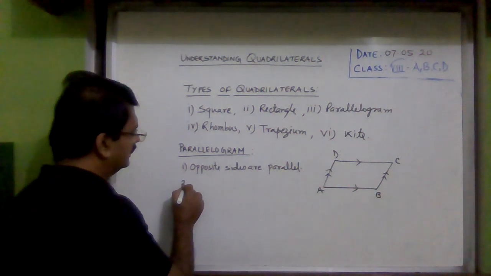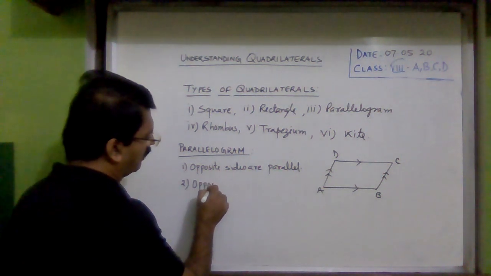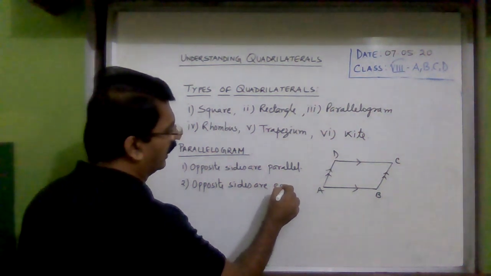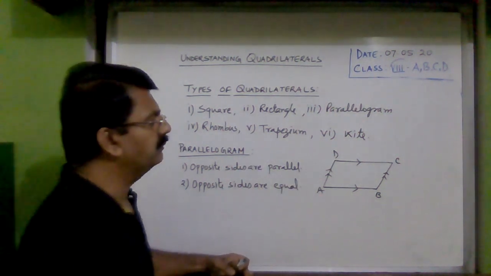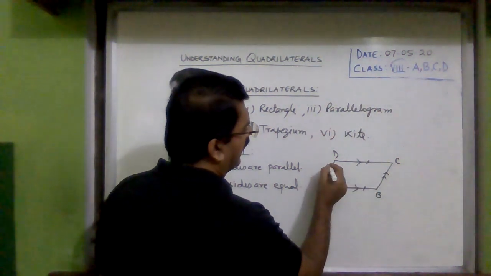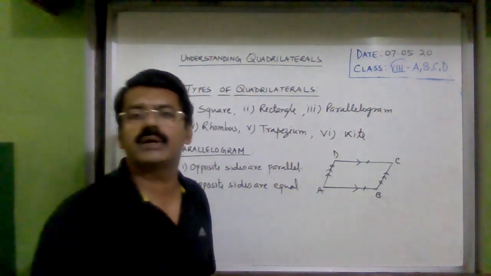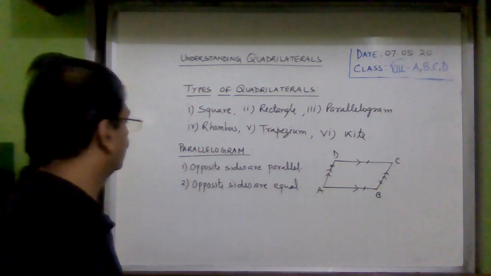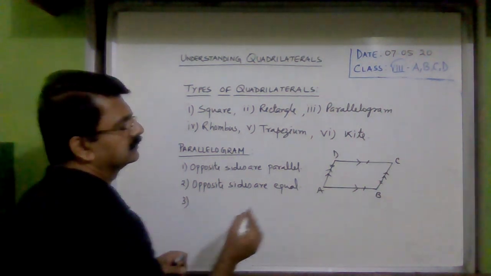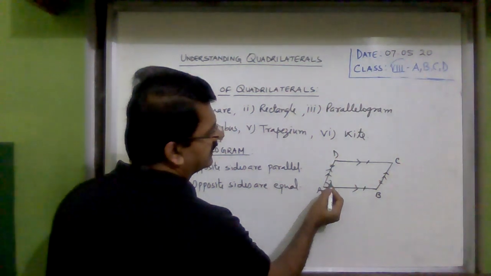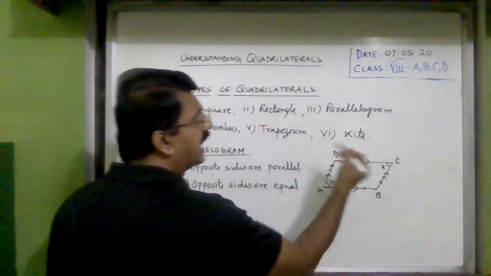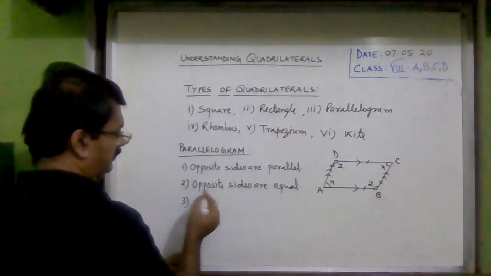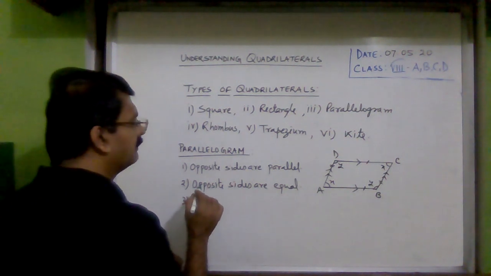The second property, opposite sides are equal. So in a parallelogram, this side is equal to this side and this side is equal to this side. Opposite sides are equal lengthwise. Clear? Third property, if this angle is x, then this angle is also x, meaning opposite angles are equal. Similarly, if this angle is y, then this angle is also y. So the property is opposite angles are equal.